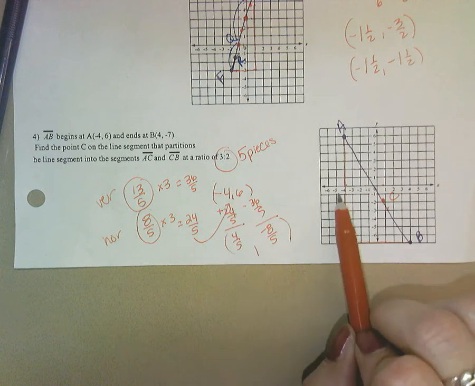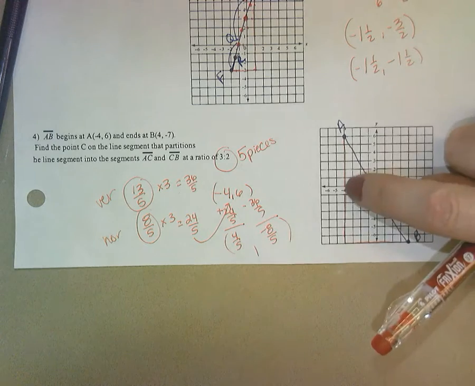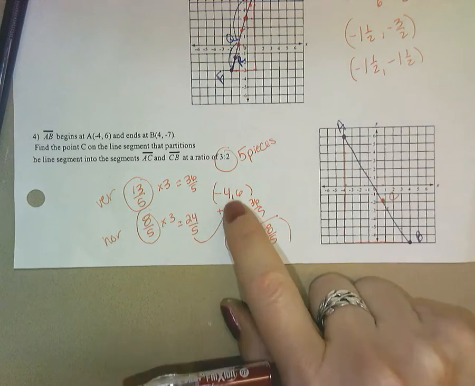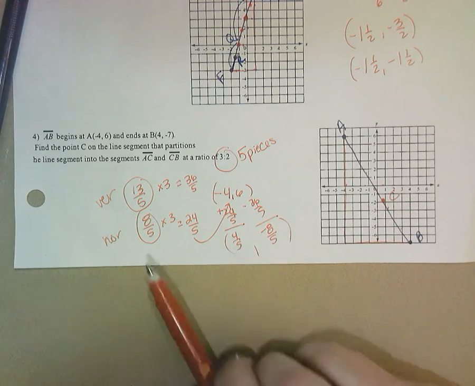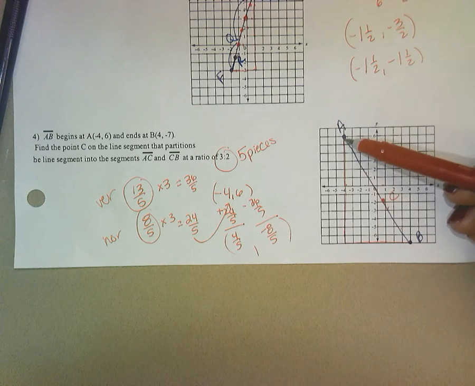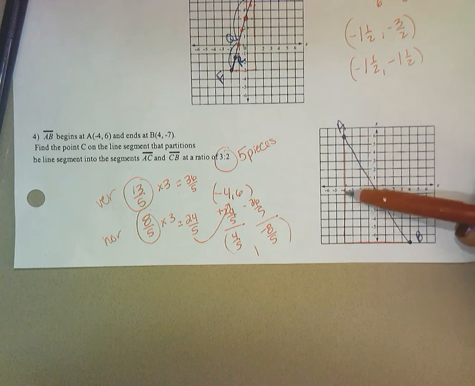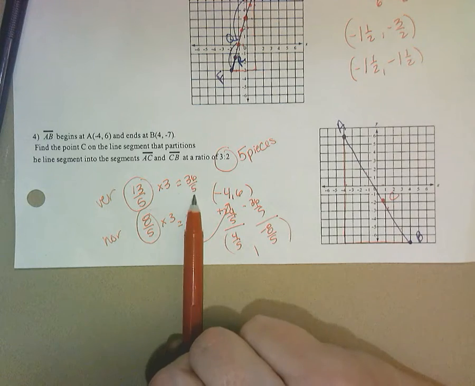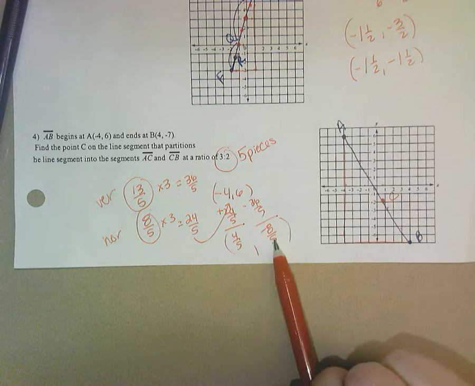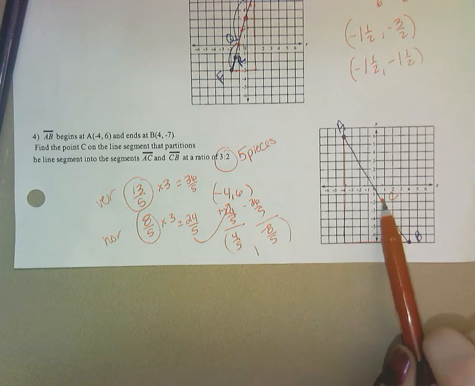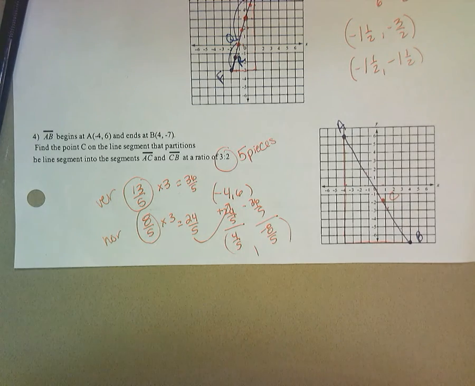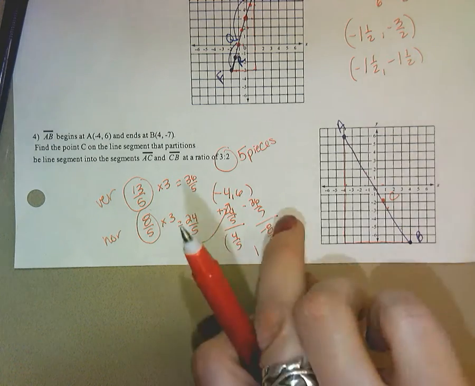So my x value was -4. I need to go 24 fifths this direction, so I added 24 fifths. Starting here at +6, I need to come down a total of 36 fifths, so I just subtracted it, and I got -8 fifths, and that gives me my actual coordinate. So you can do it algebraically, a lot harder. Okay? Let's flip the page over.